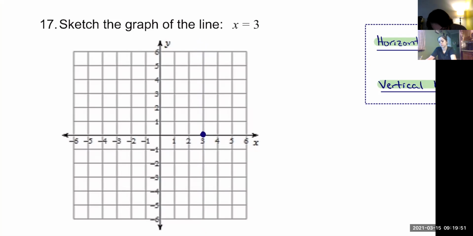I don't like how skinny that is. It's kind of hard to see. Oh my gosh, that's too much. Still too much. It's Monday, so I'm extra picky. There we go.